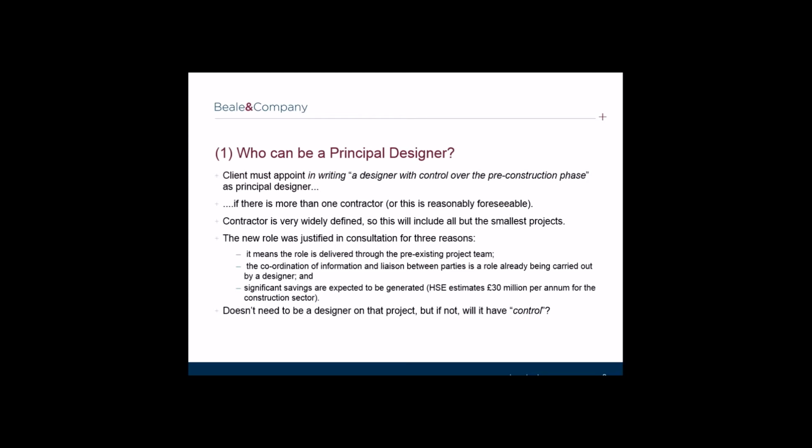In addition, the principal designer should be appointed by the client as early as possible in the design process, so that the pre-construction information can be pulled together and so that the principal designer has enough time to carry out his or her duties. Therefore, the principal designer will be someone who has control over the pre-construction phase. Indeed, this was one of the justifications for the new role as distinct from the previous CDM coordinator role, as it was felt that generally CDM coordinators were not engaged in projects until just before the construction phase.